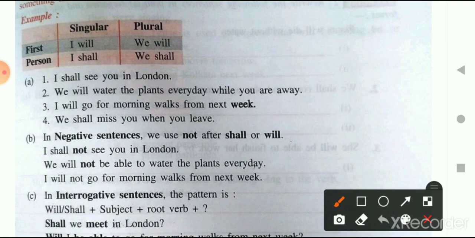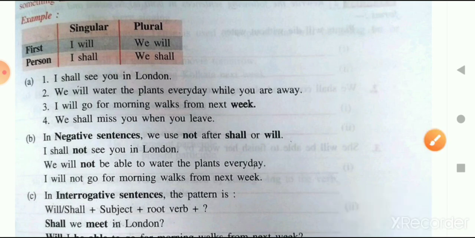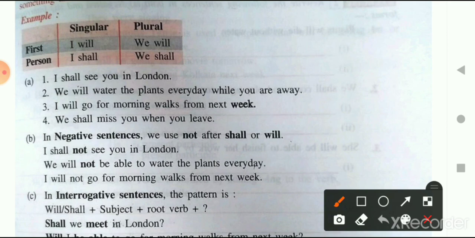Okay, now let's see, students. For example, I shall see you in London. So you are expressing a future event that you want to do, right? So here, I shall see you in Lucknow. These are some examples. You can read them by yourself. And for a negative sentence in simple future tense, we simply add not after shall or will. So see, like, I shall not see you in London. Similarly, in this example, after shall we simply added not to make it a negative sentence.